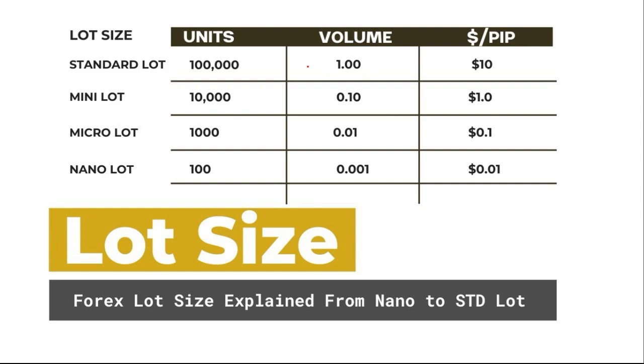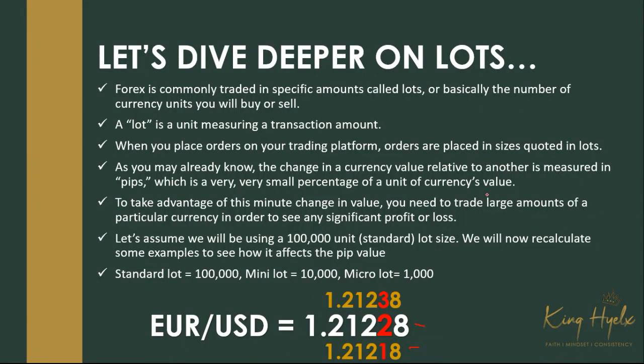When you open a position with 100,000 units, that's a standard lot, per pip you are making $10. In an example like Euro USD, I trade Euro USD, so I'm going to use that as an example. If you open a standard lot, you are making $10 per pip, which means in this previous example, if you had opened a standard lot here and it goes from 2 to 3, you have made $10.